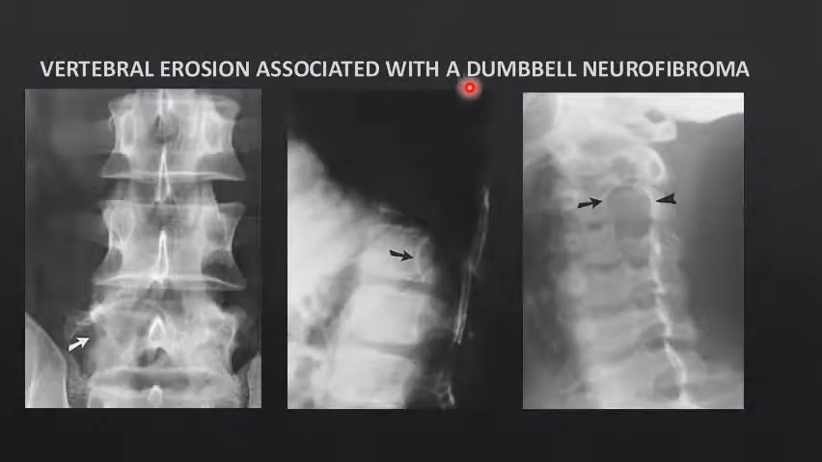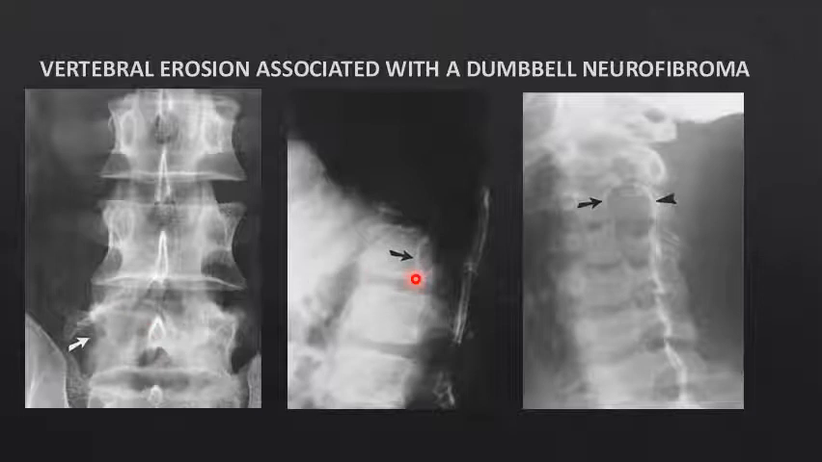Vertebral erosion associated with dumbbell neurofibroma. Here we can see that this is the normal appearance of the pedicles. But on this vertebral body, the right pedicle is not visualized, and there is a well demarcated lesion causing pressure erosions of the vertebral body. This margin also has subtle sclerosis of erosions. This is a classical appearance of a neurofibroma causing vertebral body erosion or pedicle erosion on an AP view.